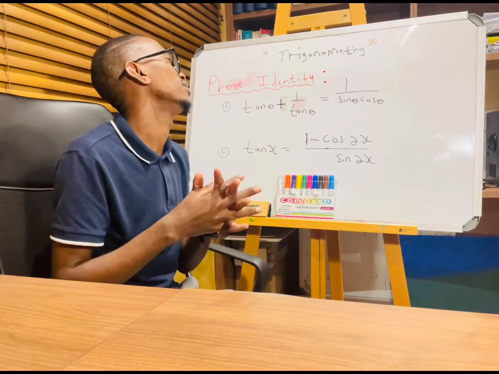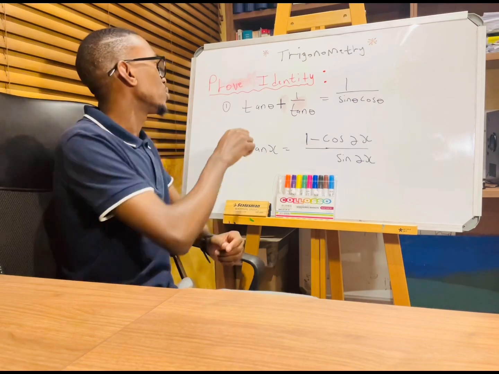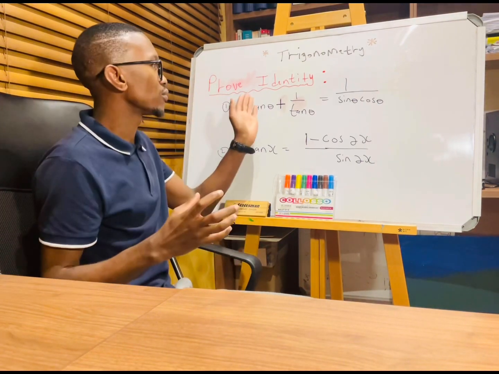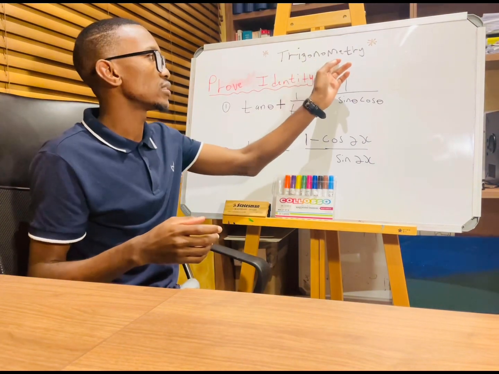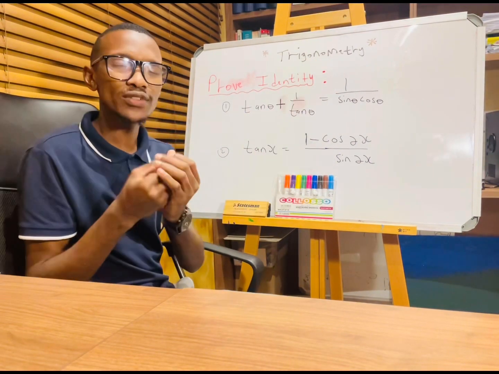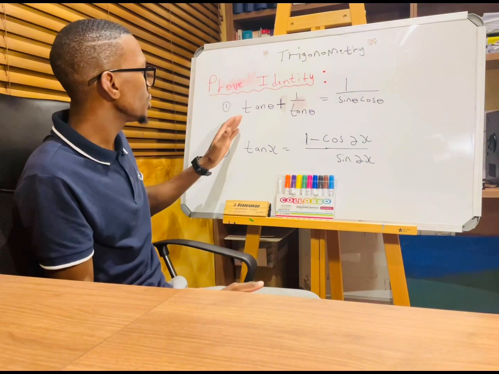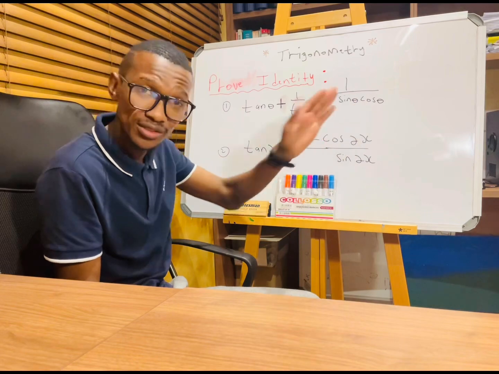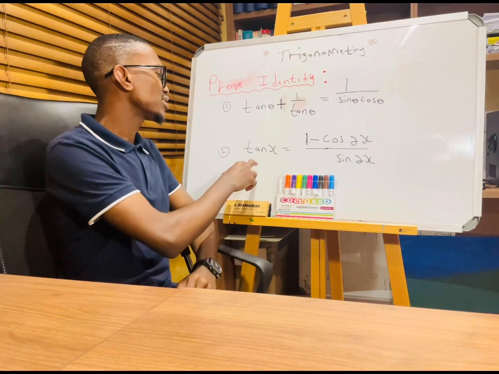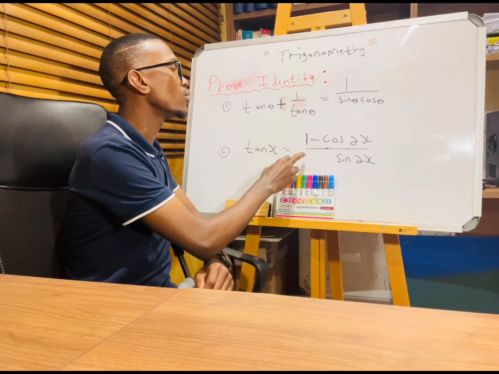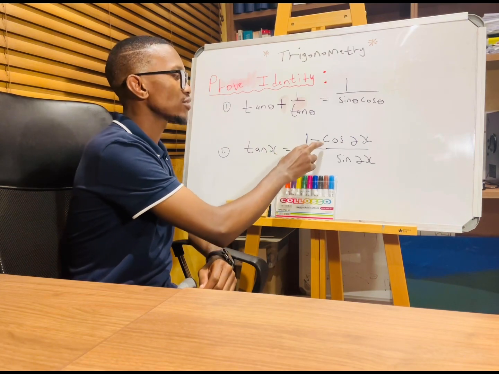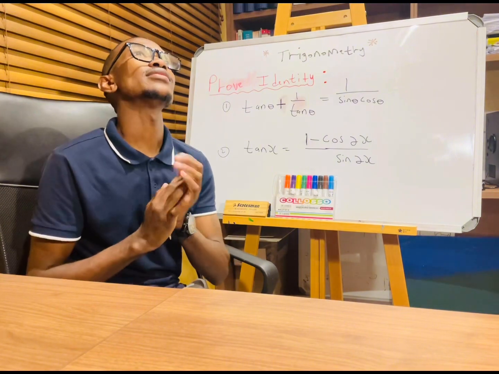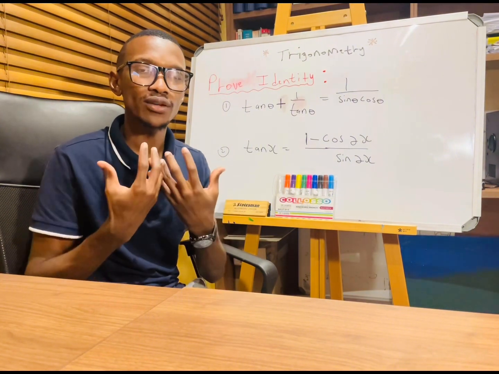But I want us to focus on what we call proving identities. So today I would like us to focus on how to prove identities in trigonometry. I'm only having two questions today. The first is tan theta plus 1 over tan theta equals 1 over sine theta cos theta. The second one is tan x equals 1 minus cos 2x over sine 2x. So this is basically what I'd like us to focus on.